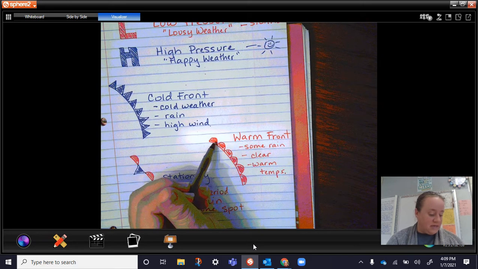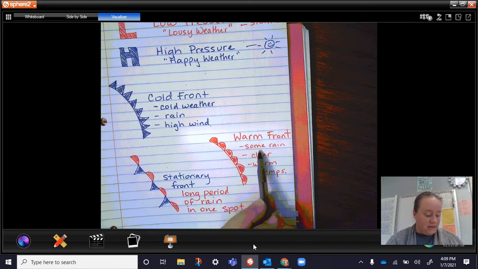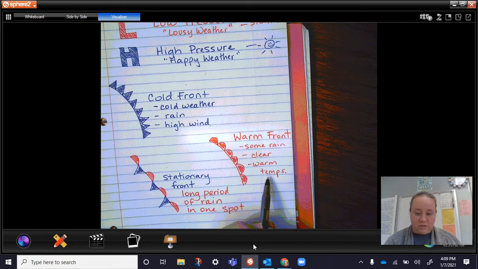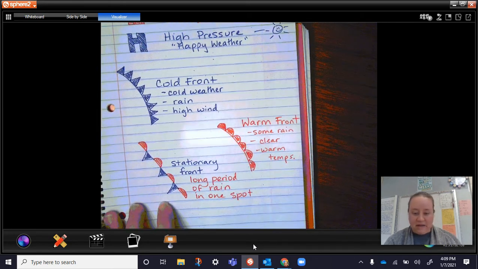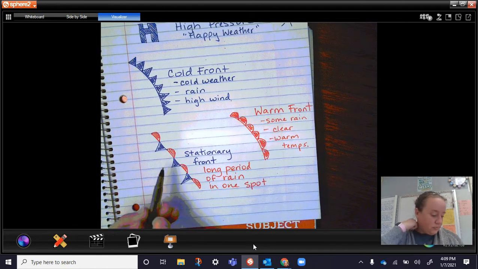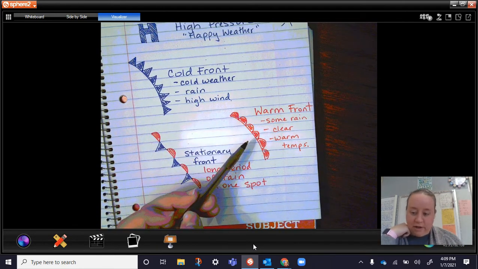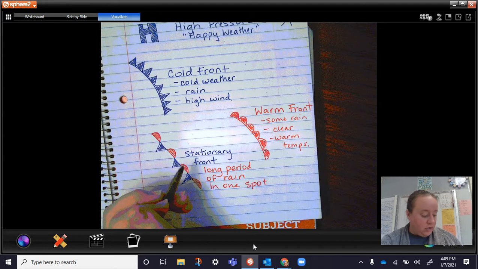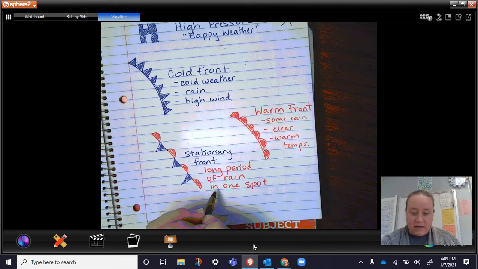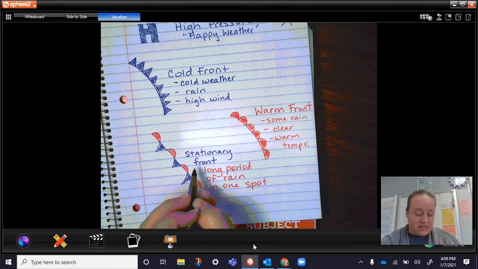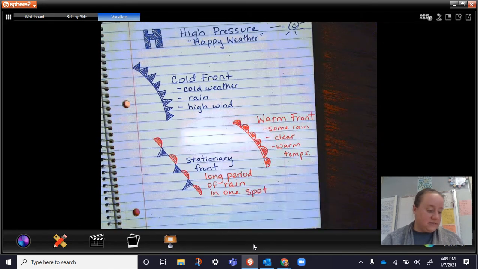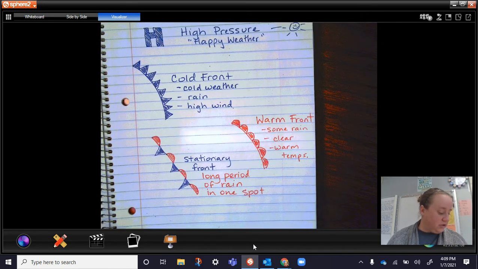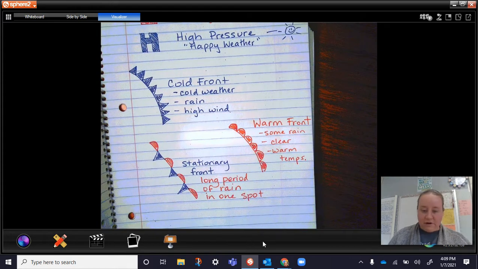They look like little suns. So you may have some rain, but once it clears out, it's going to be nice and clear with warmer temperatures. Then you can have a stationary front where the cold front and the warm front meet each other and neither one gets out of the way. So they hang out together and you can have a long period of rain in one spot. This is called a stationary front because it doesn't go anywhere for a while. It just kind of is stuck there.